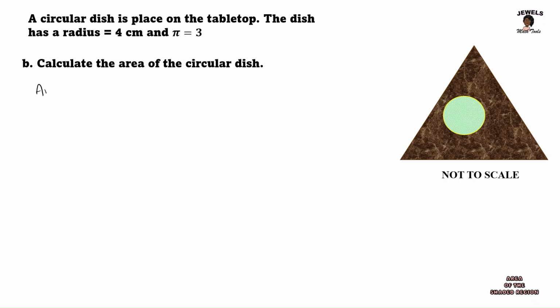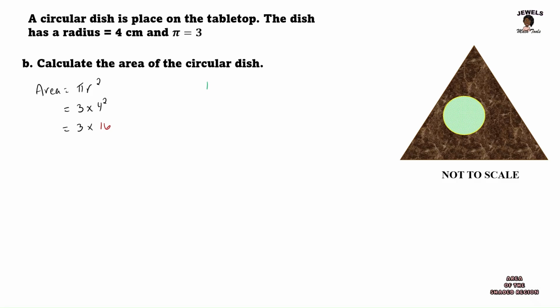And the area of our circle is equal to pi r squared. So our pi for this question is 3. Our radius is equal to 4, and that's being squared. And now we are going to work with our 4 squared. So we know that 4 times 4 is equal to 16. And now for the final part of our question, we are going to be multiplying our 3 times 16.